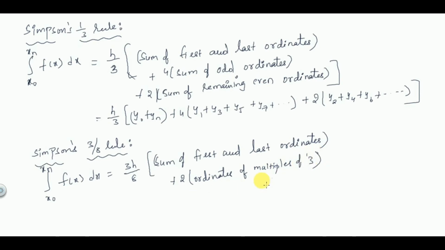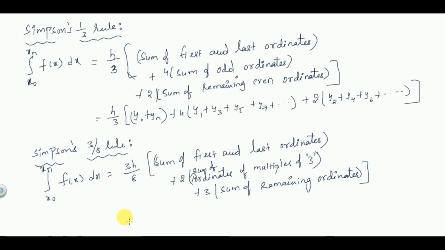Okay, sum of the multiples of 3, that is y3, y6, y9 and so on, plus 3 into sum of remaining ordinates, that is other than the multiples of 3. Okay, so this is sum of, I forgot to write sum of this.